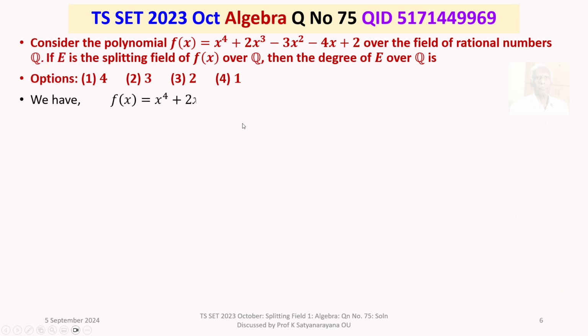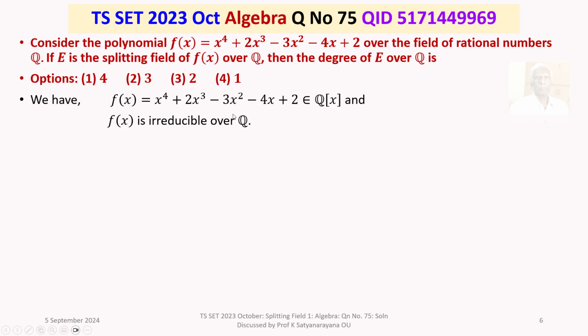We have checked now that f(x) is irreducible over Q. We do not have rational roots. So, now search for the roots of this equation.